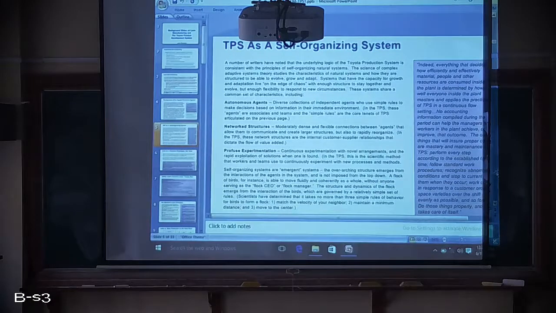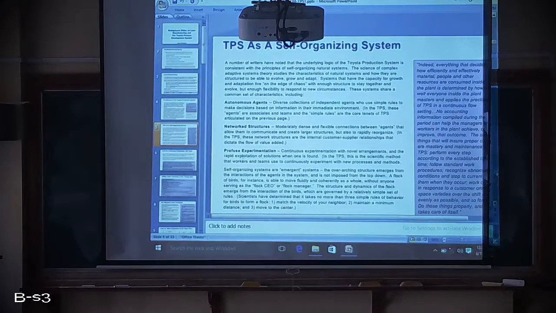Okay, now we can say TPS is a self-organizing system. A number of writers have noted that the underlying logic of the TPS is consistent with the principles of self-organizing natural systems. The science of complex adaptive systems theory studies the characteristics of natural systems and how they are structured to be able to evolve, grow and adapt.